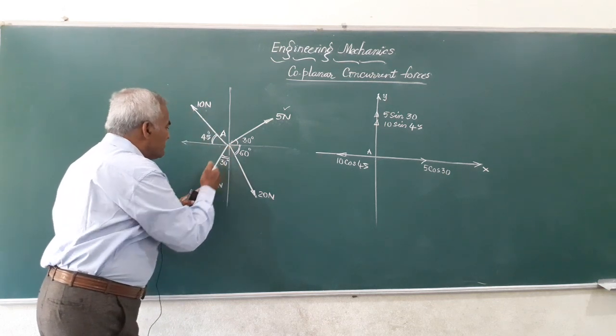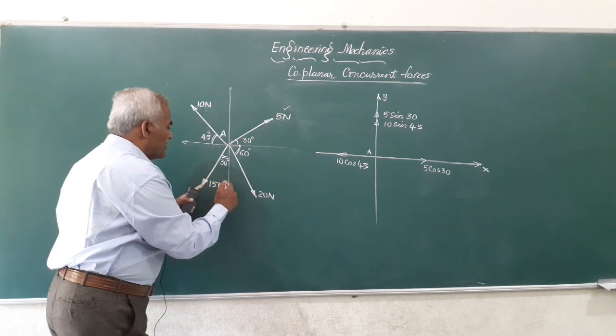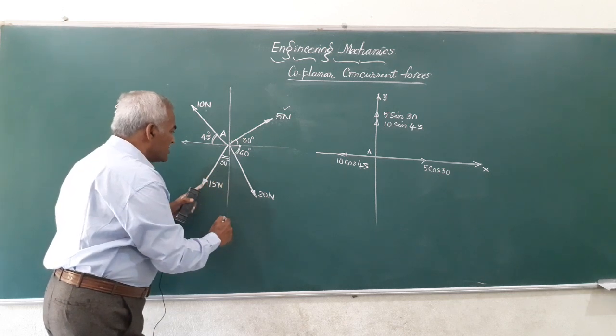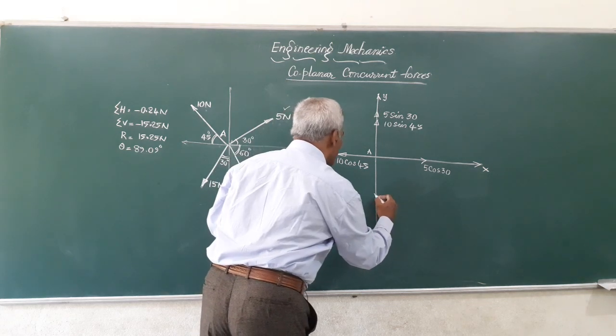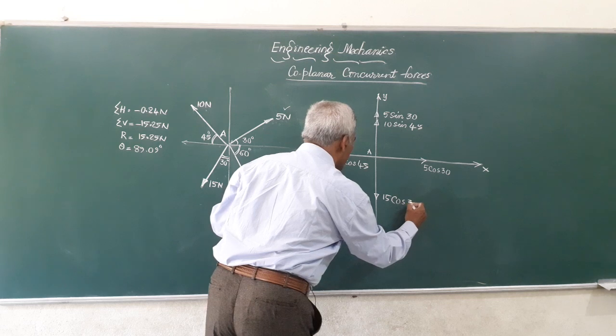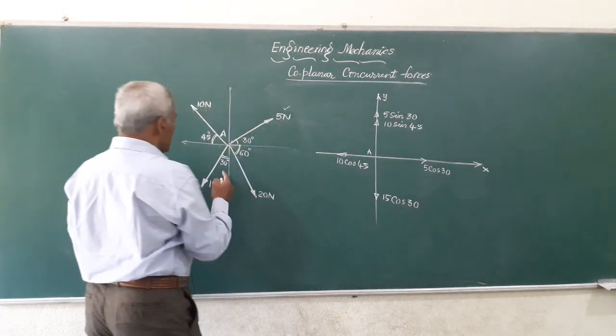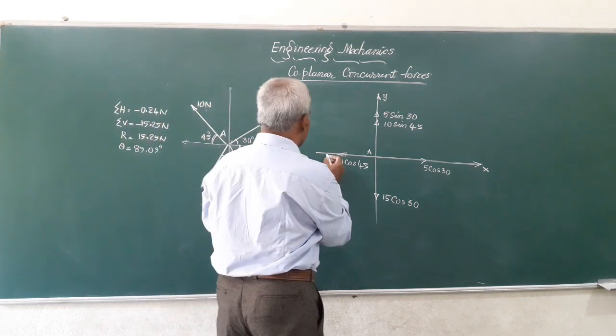Likewise, if you take 15 Newton force, 15 Newton has got a component of 15 cos 30 in this direction. So, I will take it downward, 15 cos 30, and in the other direction this is 15 sin 30.